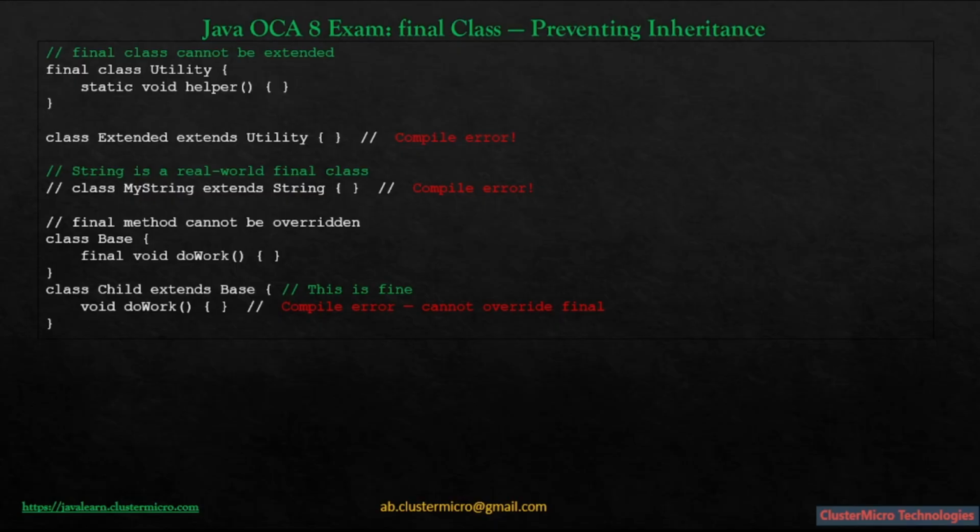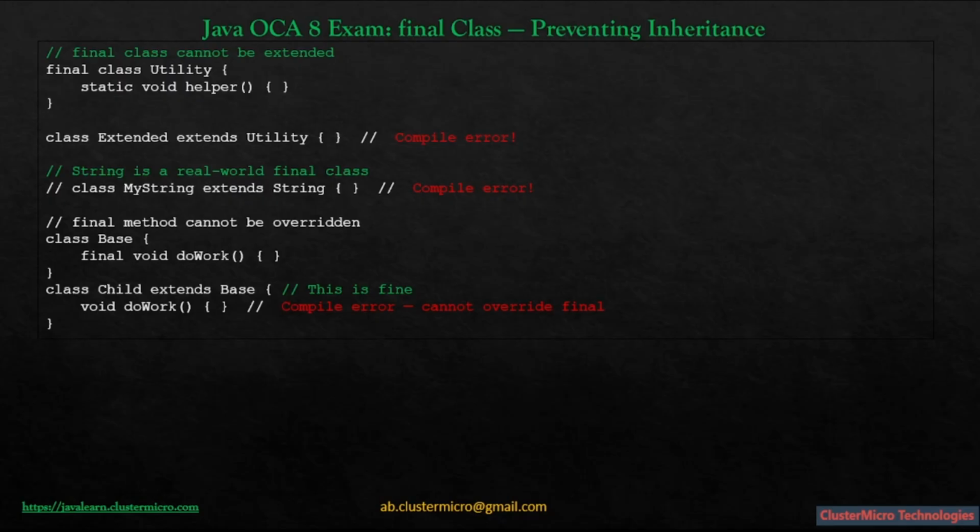Final on a method is narrower than final on a class, right? The class itself can still be extended, as Child extends Base successfully, right? But the specific method marked final is locked. Child cannot replace it. So Child tries to declare its own doWork, so the compiler sees the parent's doWork is final and rejects the override immediately. So we have understood the difference between a final class and a final method here.